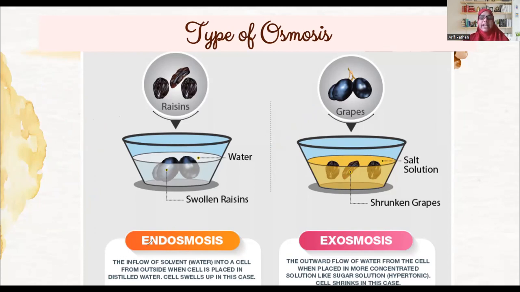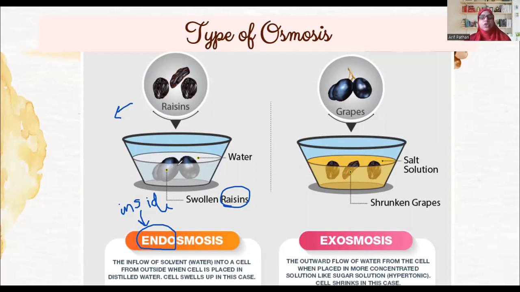Now the name itself will suggest its meaning. Endo means inside, movement inside, inside the cell, you can say. Here the example that we have taken is a container with water and raisins. Raisins are kishmish, a type of dry fruit. Basically, grapes are dried.